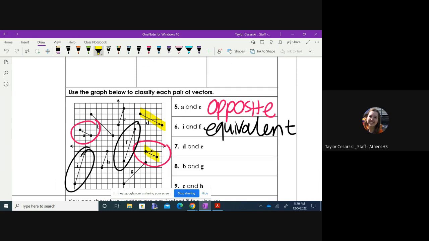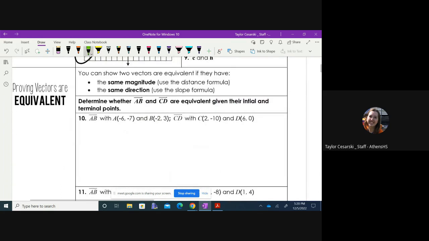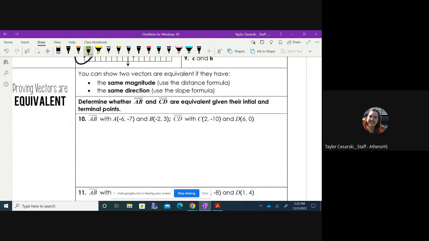Okay. And let's look at one more, D and E. Now notice those are the same direction, but not the same magnitude. So that's why those are parallel. So technically number 6 is parallel, but to be more specific, we say that they're equivalent.